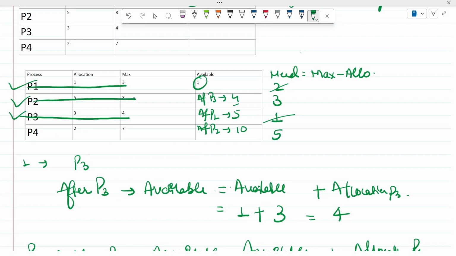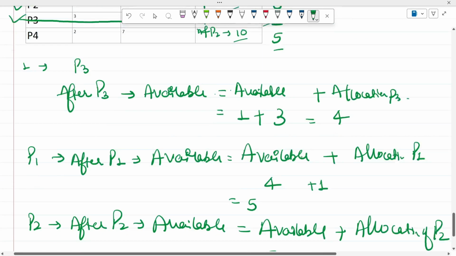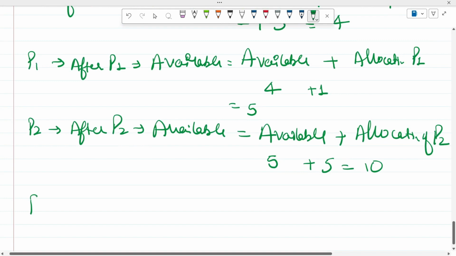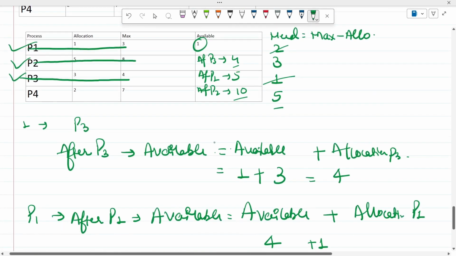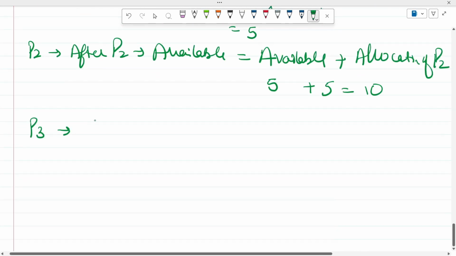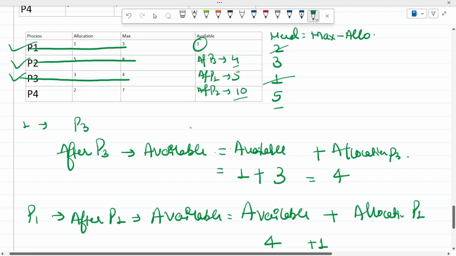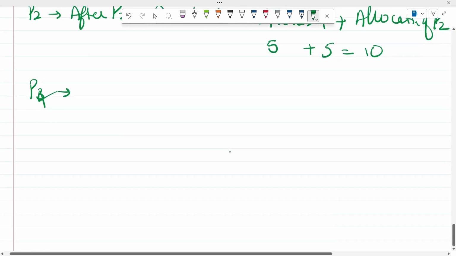We have one process left. Does it satisfy that process? We have 10 resources. It needs 5. Yes, we are able to satisfy this requisition. We can start this process. So we provide the 5 resource instances to that particular process. So P4 starts executing.